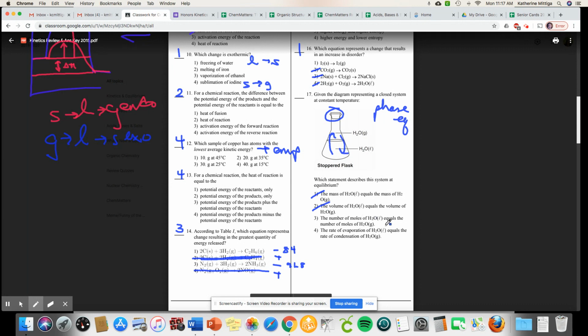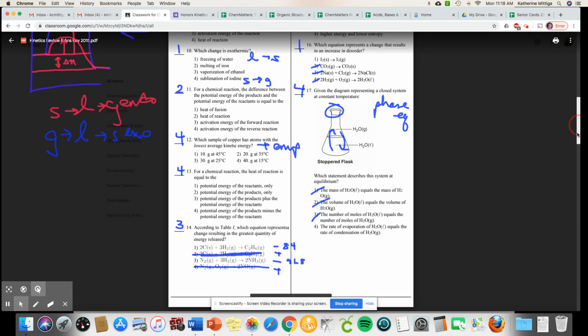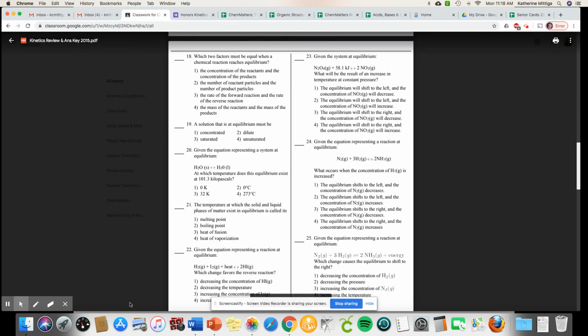Number of moles, the coefficients of both of those are 1, so that's not it. You could do GFM. No, it's not going to do it. It's a constant temperature. We don't know that it's at STP, so you can't necessarily use 22.4 liters. So the rate of evaporation equals the rate of condensation. Okay, let's continue. Which two factors must be equal?